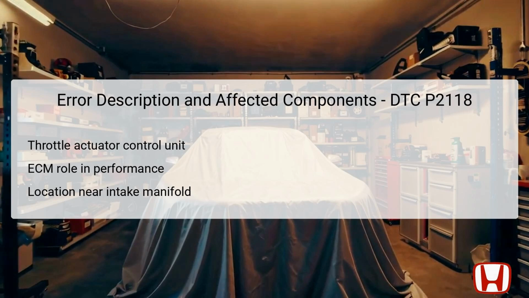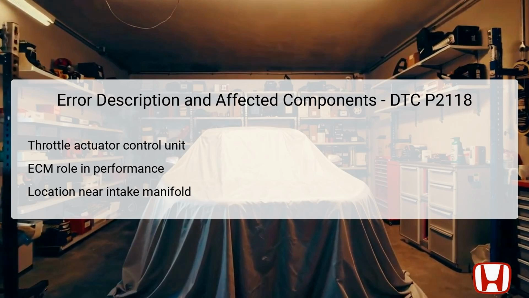The error P2118 relates to the throttle actuator's control unit, which is influenced by the engine control module, ECM. The ECM processes accelerator pedal positions and regulates the throttle plate accordingly to optimize engine air intake and fuel efficiency. This process is critical for responsiveness and fuel economy in the Civic model.